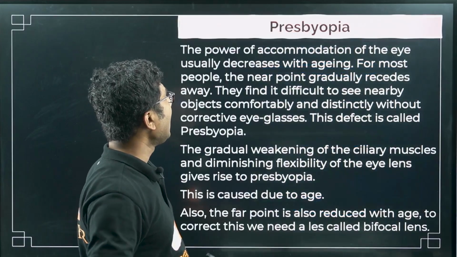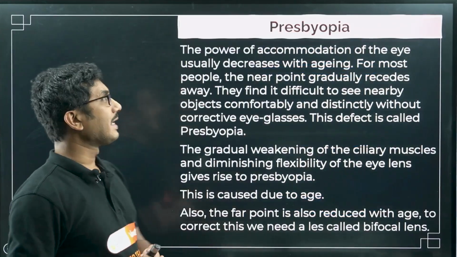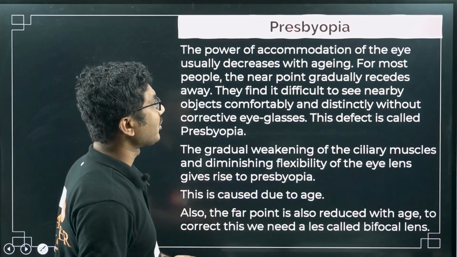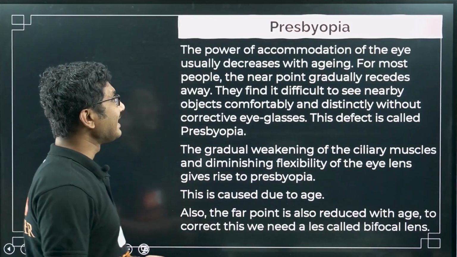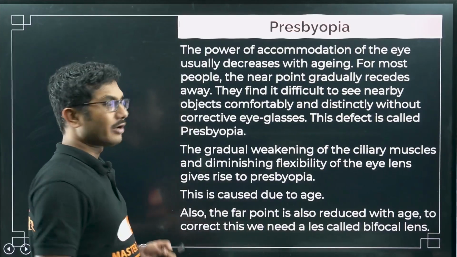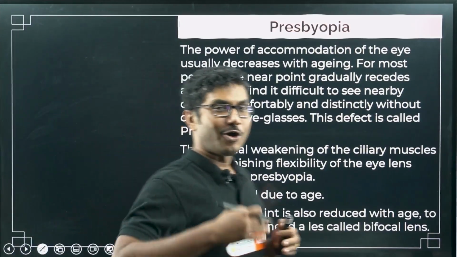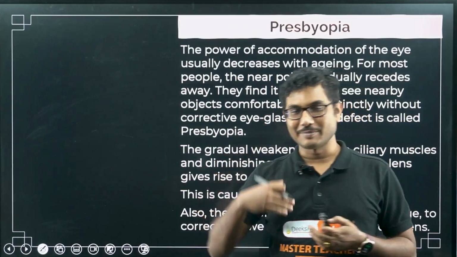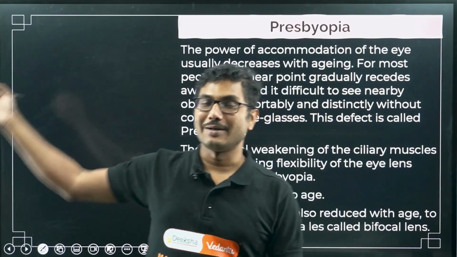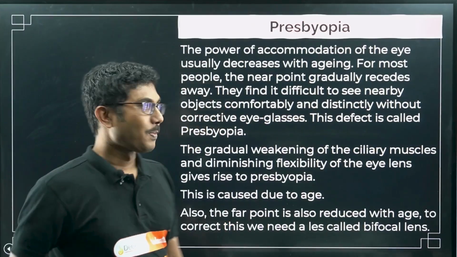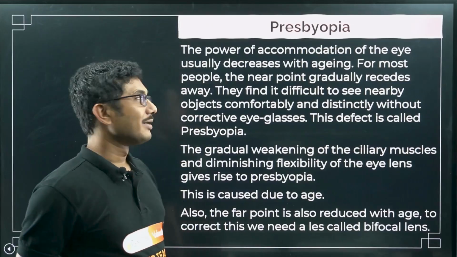Now let's look into the third part of eye defects, that is presbyopia. As I was saying, the power of accommodation of the eye usually decreases with aging. So as you grow older, not my age or your age, maybe 50 plus, 60, very old, like your grandparents.